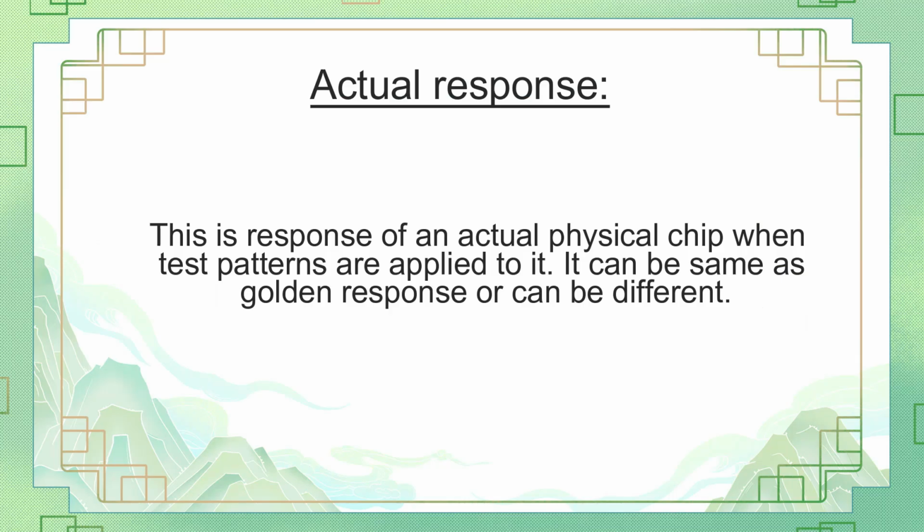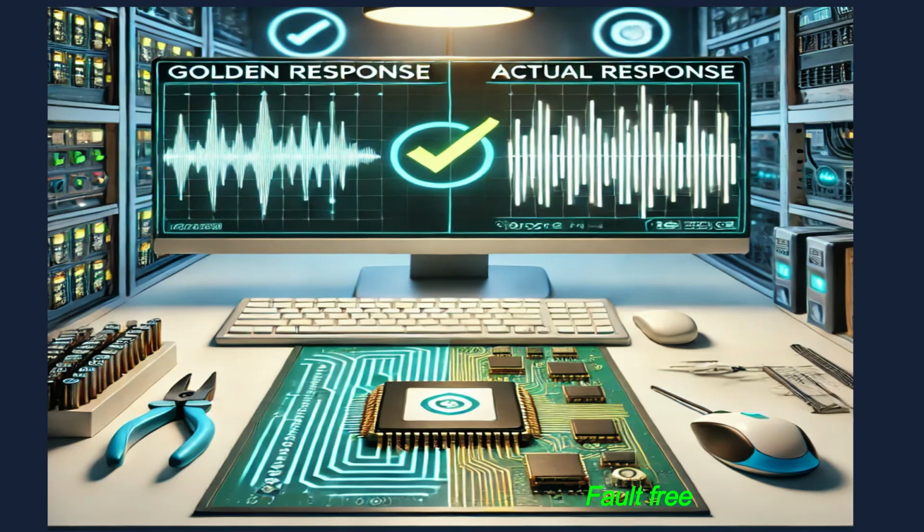Second term is actual response. This is the response of an actual physical chip when test patterns are applied. It can be the same as golden response or different. When the golden response matches the actual response, we say the chip is fault-free. However, if the golden response differs from the actual response, we say the chip is defective or faulty.